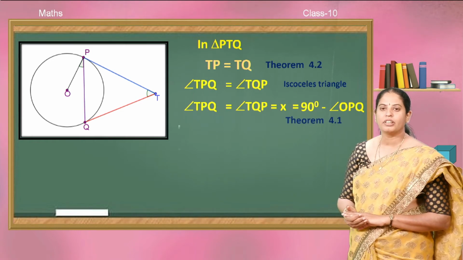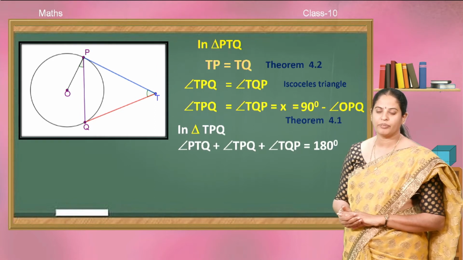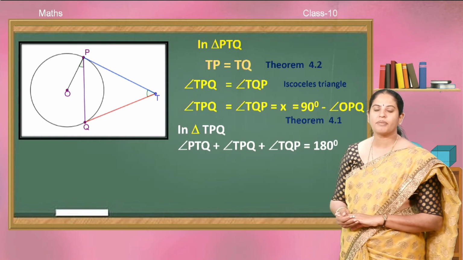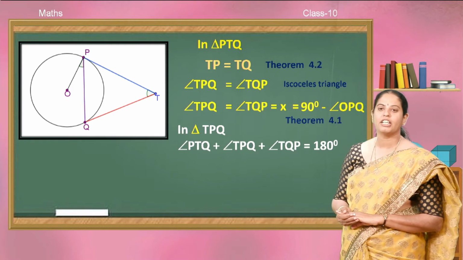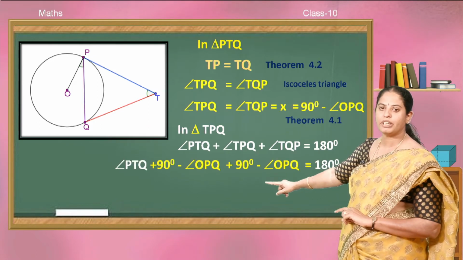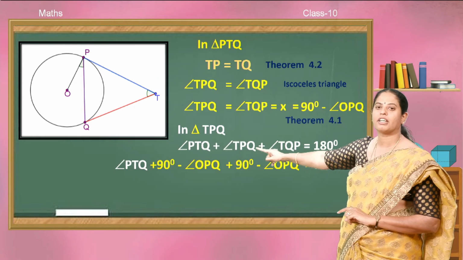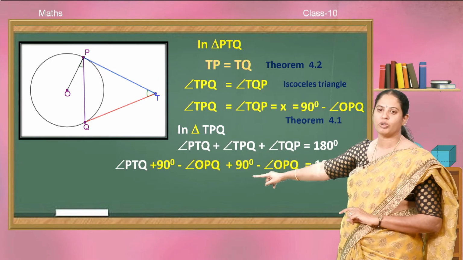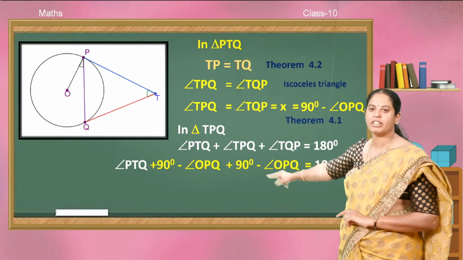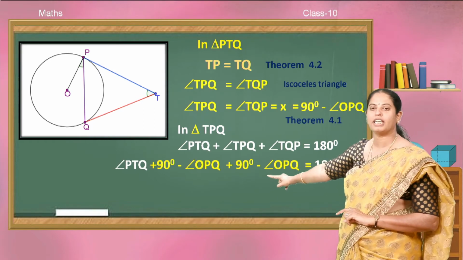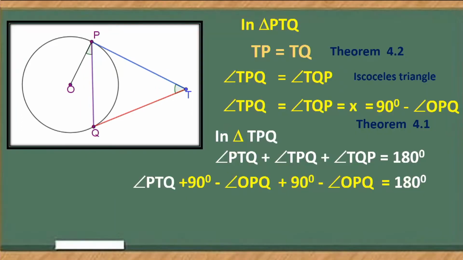Next step, in triangle TPQ, we know that the sum of the three interior angles of a triangle is 180 degrees. Therefore, angle PTQ plus 90 minus angle OPQ, we are substituting the value for TPQ, and angle TQP is also 90 degrees minus angle OPQ, is equal to 180 degrees. Here 90 plus 90 is 180. Angle PTQ minus OPQ minus OPQ means it becomes minus 2 times OPQ.